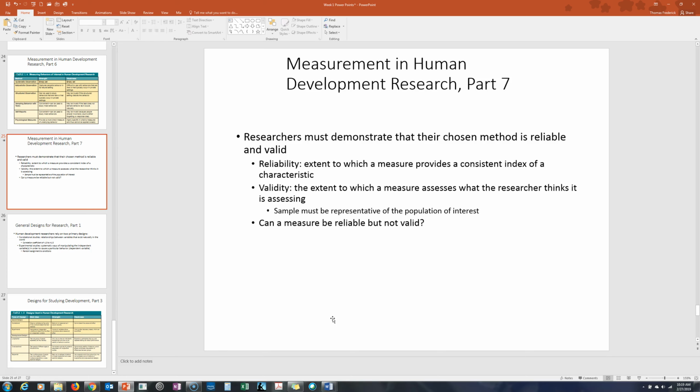And yes, a measure can be reliable but not valid. So to think about this in terms of the easiest metaphor for understanding reliability and validity is a firearm metaphor. For example, when you buy a firearm, the first thing to do is to ensure that it's sighted in, right? That when you aim the firearm, you're able to hit the bullseye.